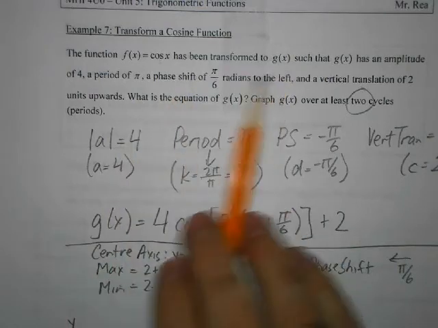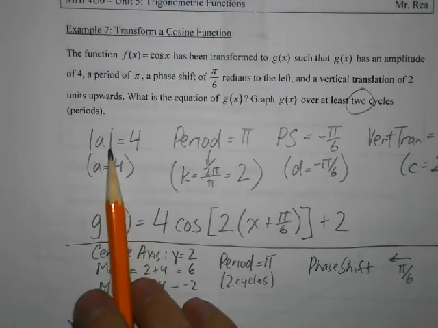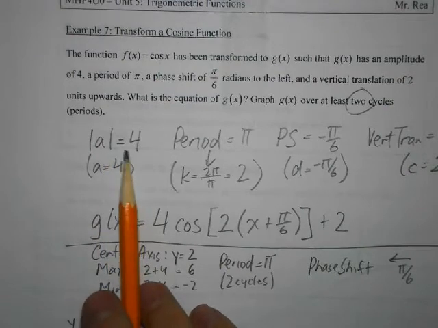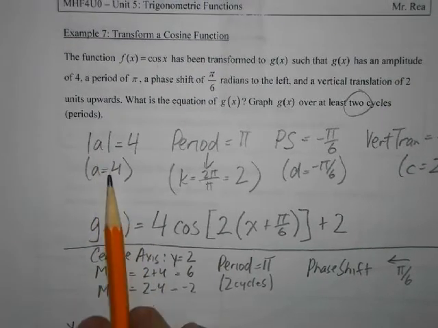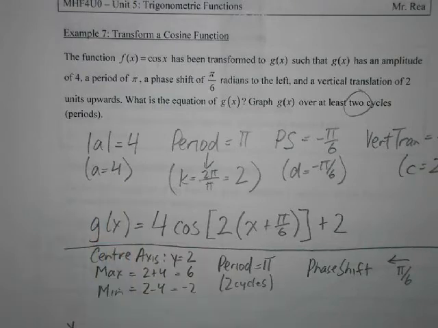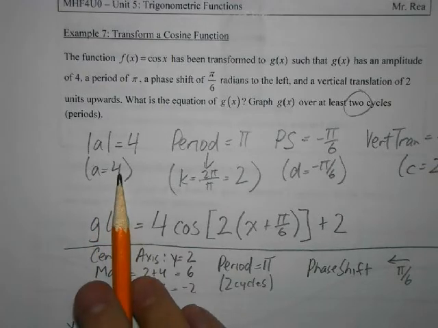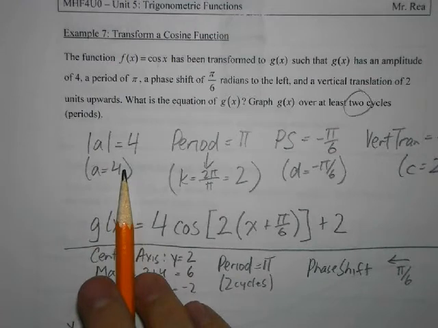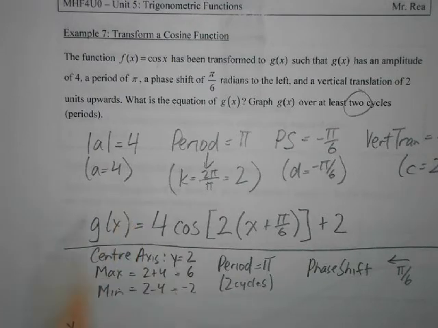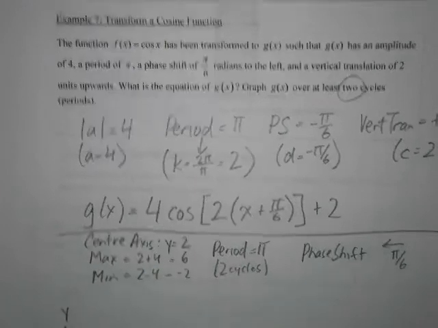It tells us the amplitude is 4. Okay, so remember, amplitude is the absolute value of a. So a could actually be 4 or negative 4. So let's just leave it at 4 here. You could put a little question mark. I think I came back to this and wrote a 4 later.